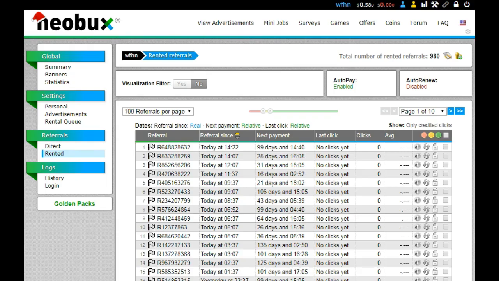When you have added some rented referrals to your account, this is what you're going to see. You will see that they have been added to your account, and they will say when your next payment is due. That's going to be varied depending on your extending time. And then it's going to say the last click. And probably what's going to happen is that you will see no clicks, no clicks, no clicks, no clicks. But the most important thing is do not panic.